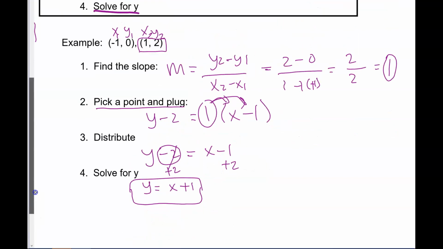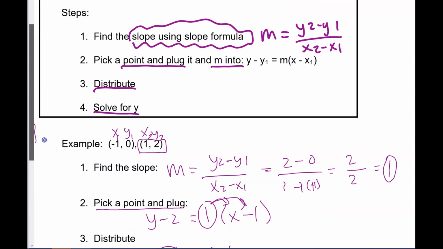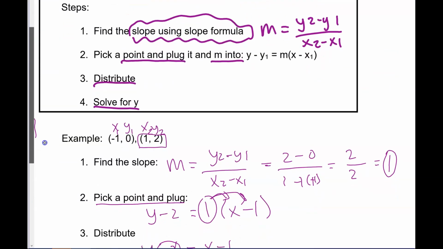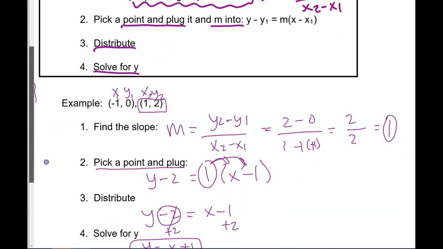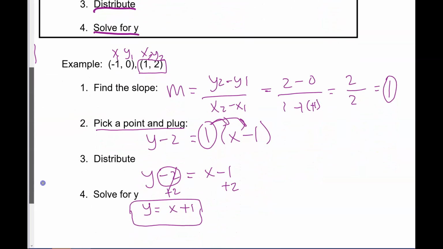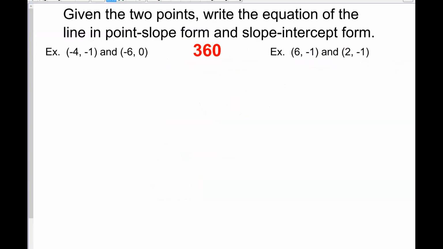So again, remember, we followed these steps. Found the slope using the slope formula, picked a point and plugged it in along with the m value that we found in our point slope. And then once we distribute and solve for y, putting it back in slope intercept form, we get that equation, which would be really good for graphing. A lot of times we think about slope-intercept form. That's what we're trying to do in order to graph the situation or scenario. So just keep that in mind when you're answering some of these questions.